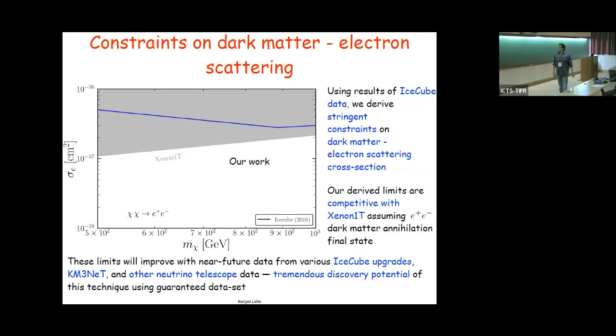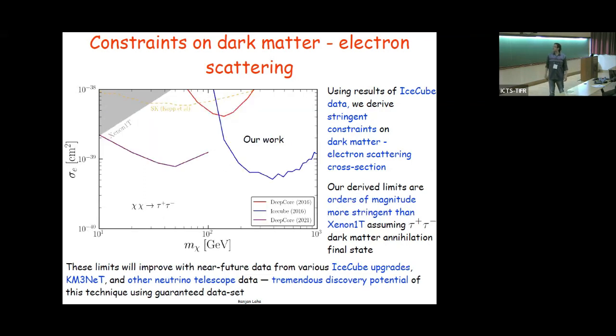Something I'll emphasize is as follows. Suppose you have chi goes to tau+ tau-. Again, dark matter mass on the x-axis, sigma_e on the y-axis. That means dark matter is getting captured due to electron scattering and then annihilating to tau+ tau-. This is the Xenon1T constraint. This is the constraint from the recent DeepCore data, 2021. These two are constraints from DeepCore and IceCube data from 2016. This is an old constraint from Super-Kamiokande by Joachim Kopp et al. With this annihilation channel, the constraints are orders of magnitude stronger than anything Xenon can probe.